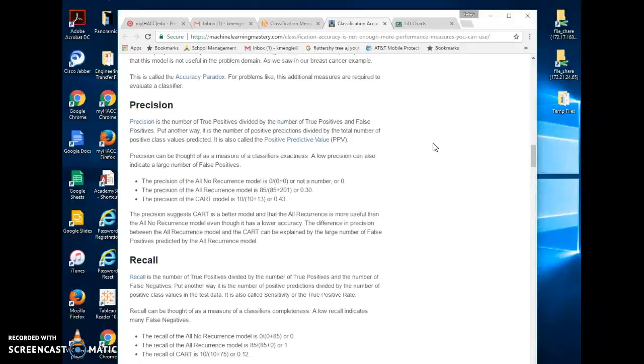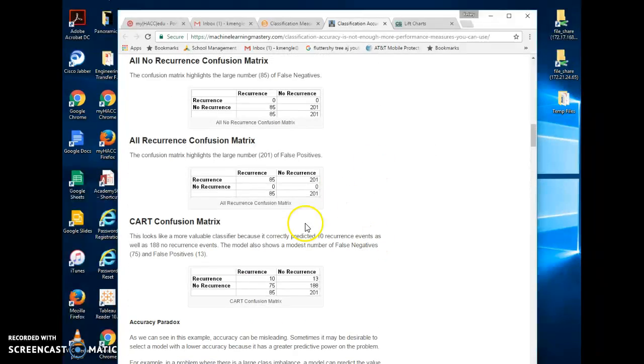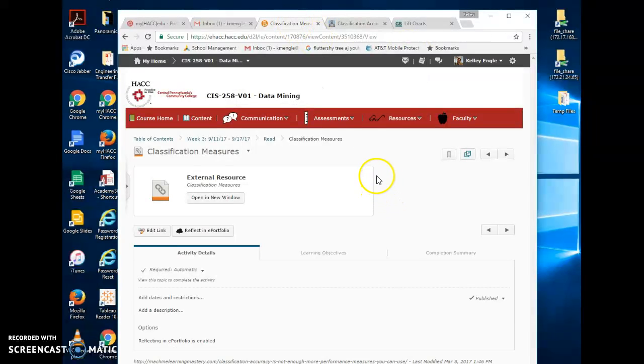So again, read through these, make sure that you understand them, but in particular, make sure you definitely understand how the confusion matrix is set up and how to calculate accuracy from it and be able to interpret it.